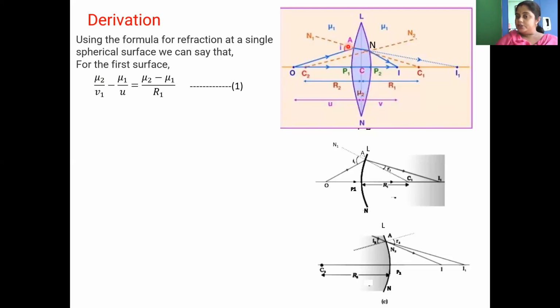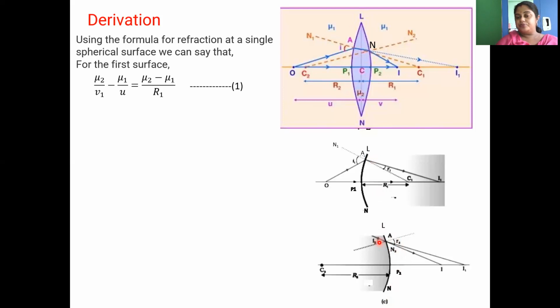So AN will suffer another refraction. Now for the second surface, AN is the incident ray, and this incident ray is directed towards I1. So I1 can be treated as a virtual object for the second surface. We can ignore the first surface and object. So for the second surface, the ray diagram becomes this.